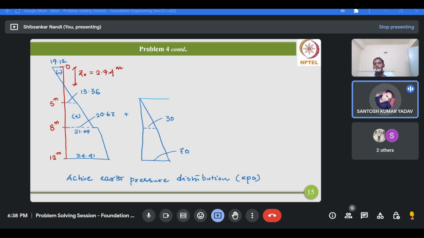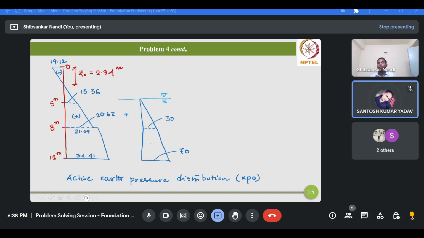Exactly. So this is the water table location. So 12 minus 5, 7 multiplied by gamma W. This is the unit weight of water, gamma W. So that will give you the pore water pressure at the base of the wall. Okay sir, thank you sir.